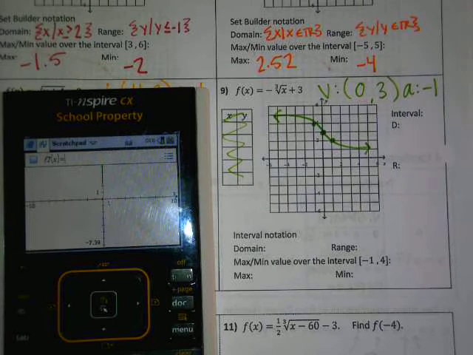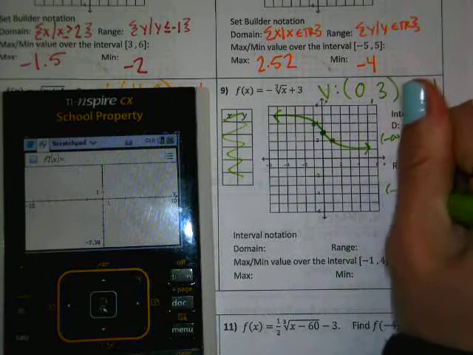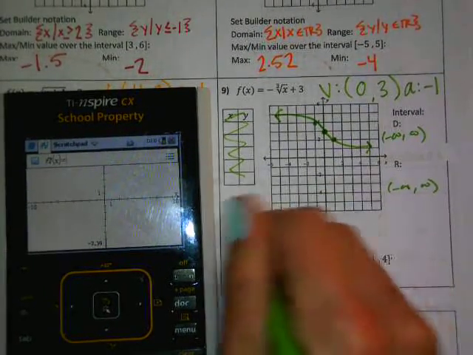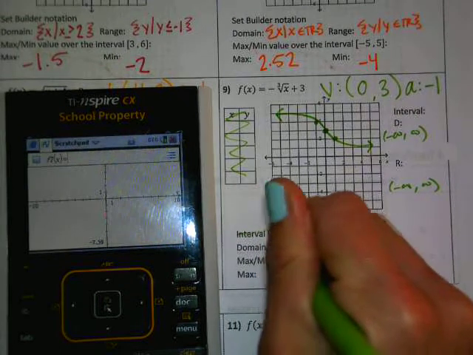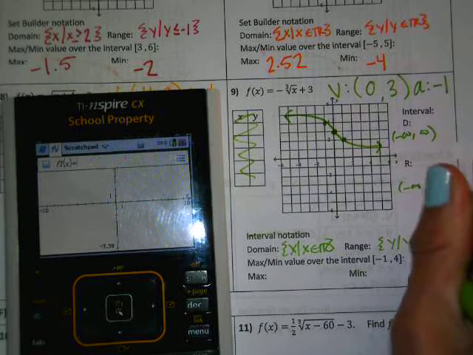All right, what are the domain and range for all these cube root functions? They're all negative infinity to infinity. Yes. All real numbers are negative infinity to infinity, so they never switch up. And then we're going to do set builder here. x is in the real numbers, y is in the real numbers.